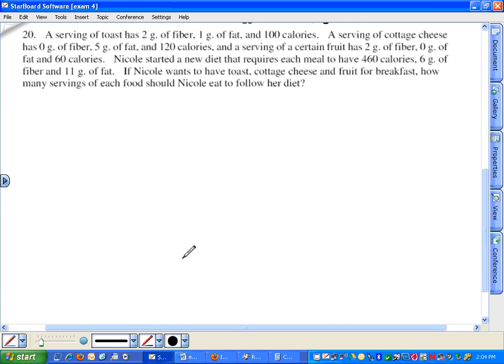Okay. How many servings of each food should Nicole eat? There's 3 different types of food: toast, cottage cheese, and fruit. And we need to know how many servings of each. This is going to involve 3 variables then. X equals the servings of toast. We can let y equal the number of servings of cottage cheese, and then we can let z equal the servings of fruit.